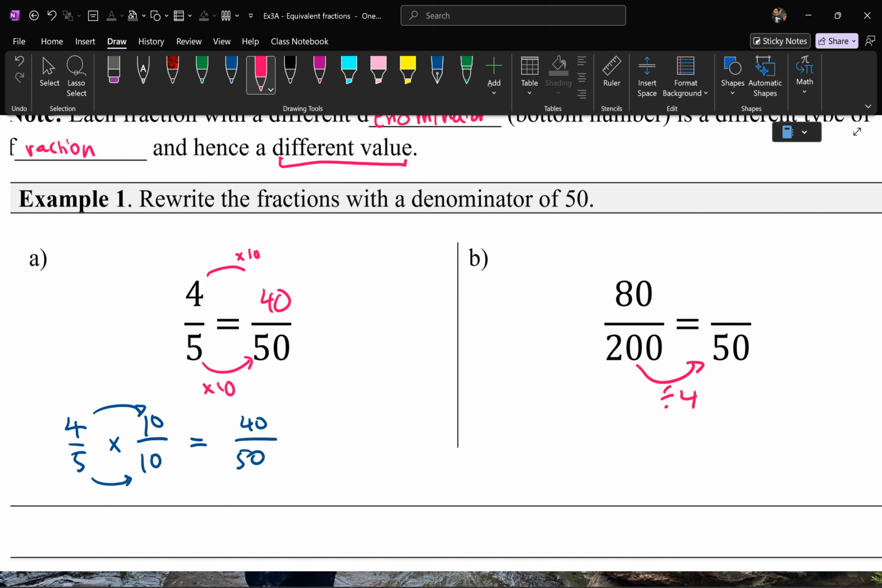And if I know that I'm dividing by 4 on the bottom, then I would do the same on top. Very good. And 80 divided by 4 gives me what, Liam? 20. Beautiful. This is answering the question. If I want a denominator of 50 and I had a fraction of 4/5, well, 5 to 50 I times 10. Times 10 to the top, it's 40 out of 50. Here, if I wanted 50 as a denominator and I had 80 over 200, well, I know that I had to divide top and bottom by 4 and I get 20 over 50.